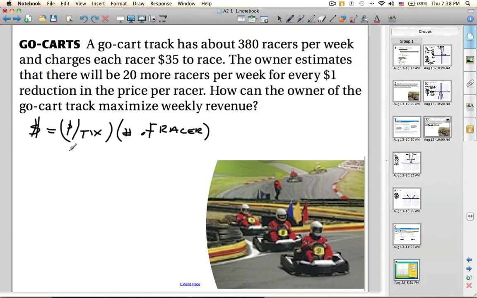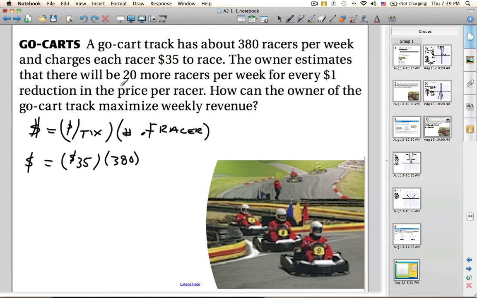So right now he has 380 people coming in, and he charges them, I'm sorry, I did that backwards here. Let me make them match the way they ought to. He's charging $35 per racer, and he's got 380 people coming. So now the question is going to be what will happen.